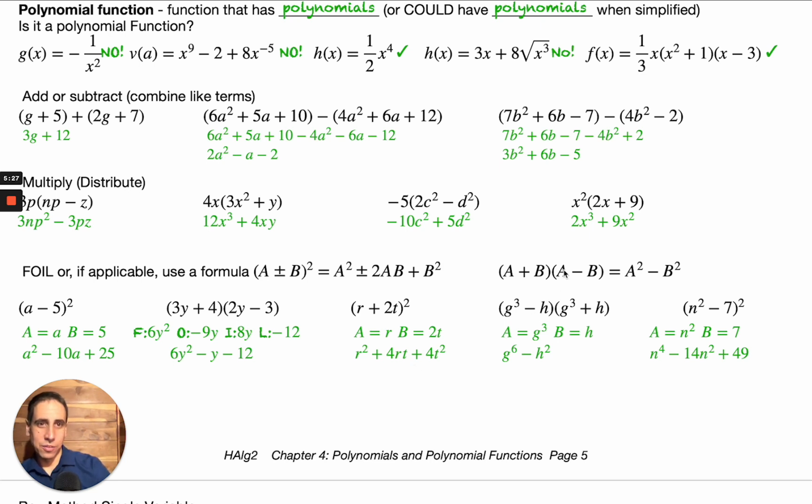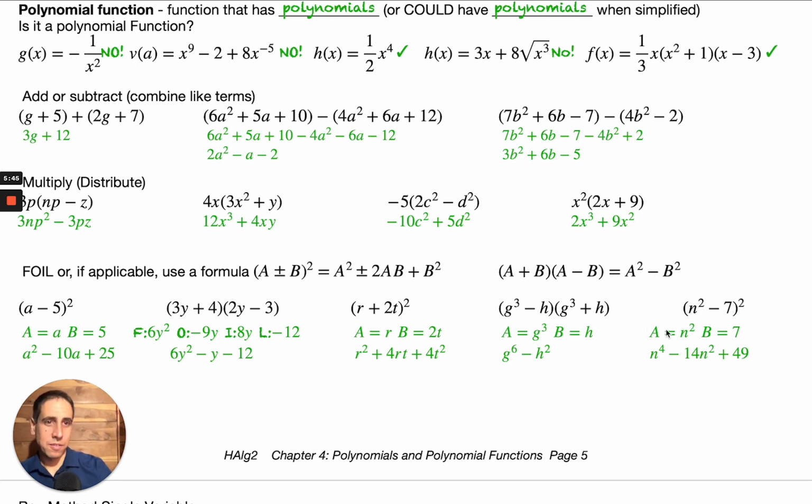Here, we could use this other formula, the difference of squares formula, and then a is going to equal g cubed, b is going to equal h, and so when you square these two, g cubed times itself is g to the 6, minus h squared. And then, because the formula has subtraction.